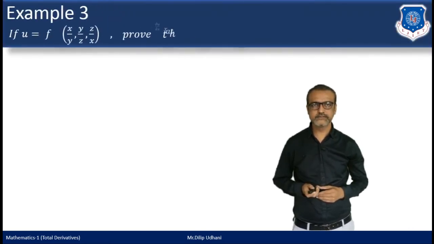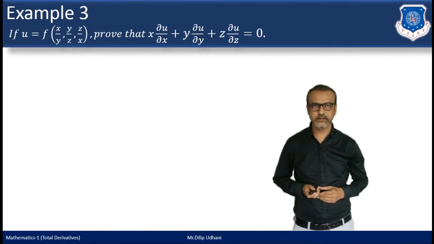Now we will see example 3 related to this topic. If u equals a function of x by y, y by z, z by x, then we have to prove that x del u by del x plus y del u by del y plus z del u by del z equals 0.